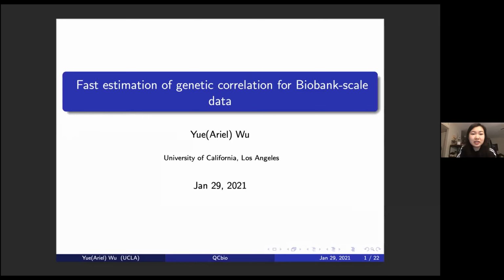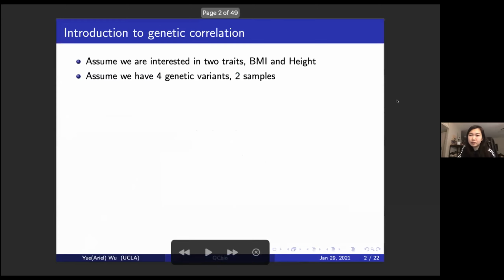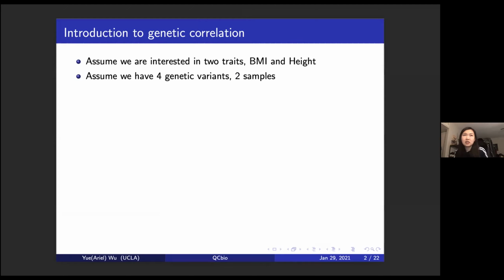So today I'm gonna share our work on estimation of genetic correlation for biobank-scale data. Before we jump into the details of the method, let me first talk about the motivation of this project. In general, in bioinformatics, a fundamental question people are trying to understand is how genetics affects phenotypes such as height and BMI.